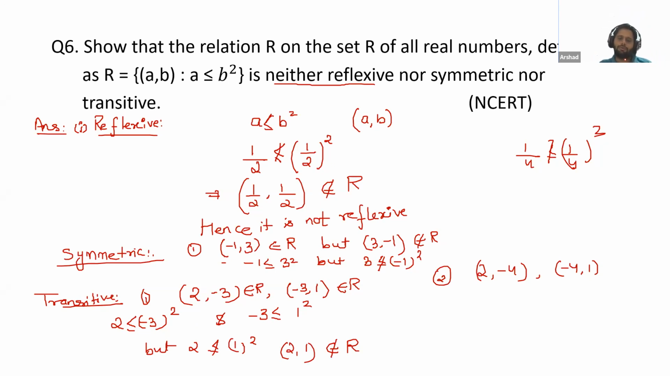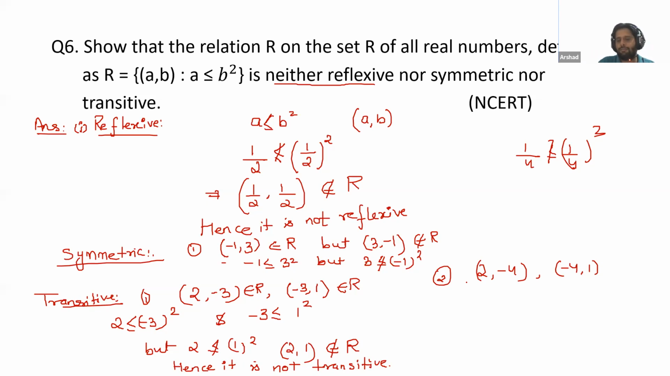(2, minus 3) belongs to the relation R, and (minus 3, 1) belongs to the relation R. But if you remove the common part, then (2, 1) does not belong to the relation R, hence it is not transitive. So I hope this is clear to everyone.